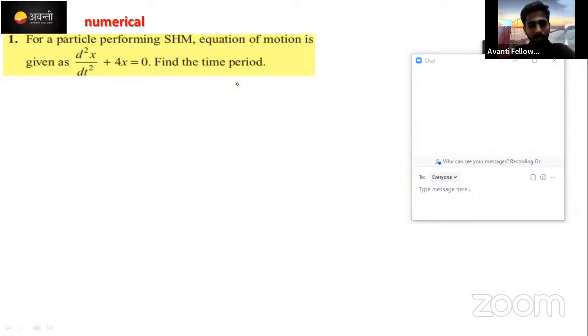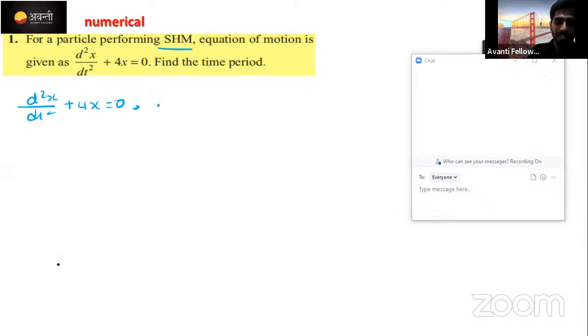See, what are the things they have given, guys? A particle is performing SHM. The particle is performing simple harmonic motion. They have given the equation of motion for the particle performing SHM, that is d2x by dt square plus 4x is equal to 0. What do we need to find out? We need to find out the time period, the T value. How will I do it?